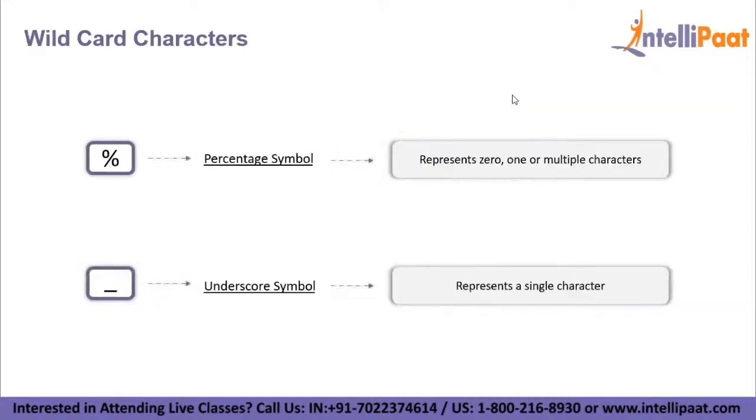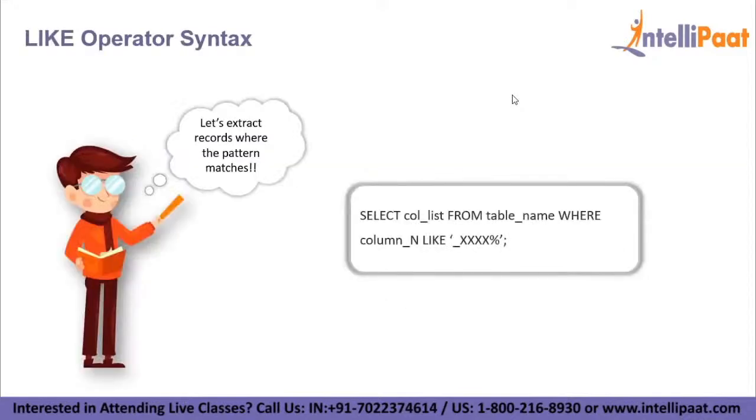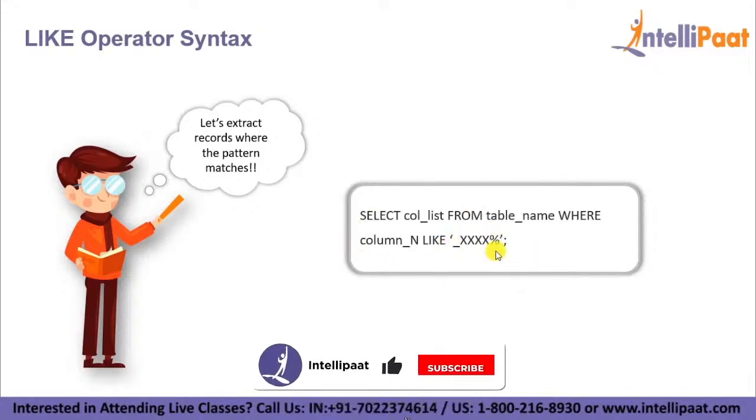Now, the like operator is used in conjunction with the wildcard characters. And there are 2 wildcard characters. First one is the percentage symbol, and the second one is the underscore character. So the percentage symbol is a substitution for 0, 1 or more characters, while the underscore is a substitution for a single character. And this is the syntax for the like operator. After giving the where clause, we give the column name followed by the like operator and then the pattern which you want to extract. And keep this in mind guys, the pattern should be inside single quotes.